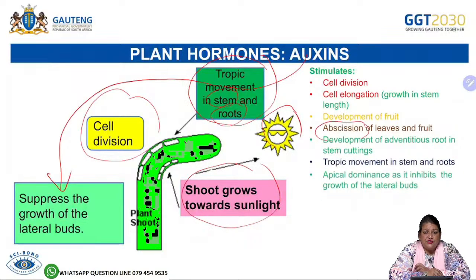As long as auxins are present in the tip of the stem, they would cause the stem to grow apically, upwards, straight up, as long as they are present.